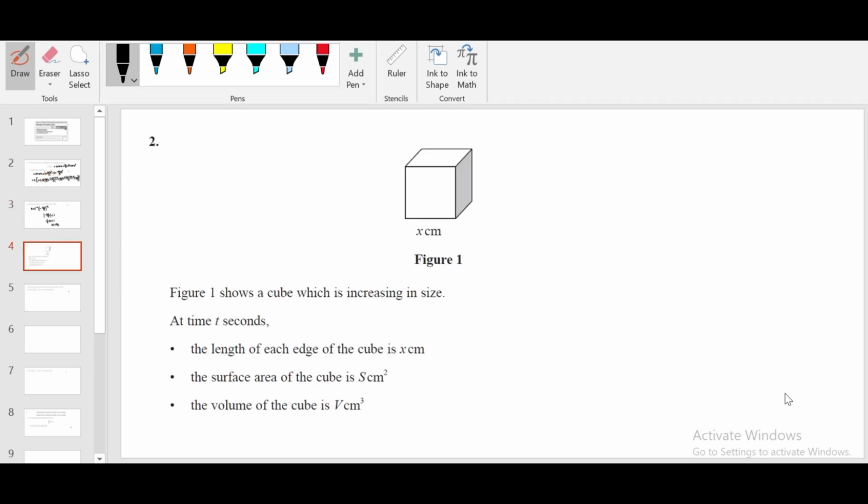Question number 2. Figure 1 shows a cube which is increasing in size. At time t seconds, the length of each side of the cube is x. So everything is x actually. The surface area of the cube is S centimeter squared. The volume is V. So how do we find the surface area? Since it's a cube, you take the area of one face, which is x squared, and there are 6 faces, so 6x squared. Volume is just x cubed. I'm not sure whether we need it or not, so just write the rule first.